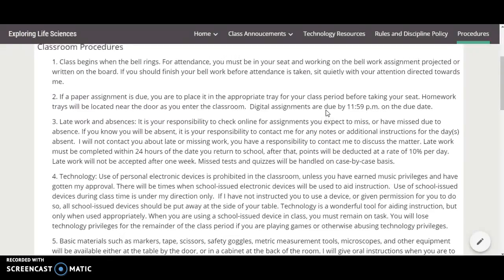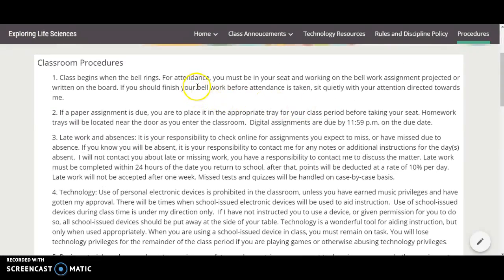Let's go back up here to procedure number 1. I'd like to discuss bell work. Bell work is a small introductory assignment to get you started for the day, get you thinking about the topic that we'll be discussing, and it doesn't contribute to your grade directly for points necessarily, but it does contribute to your participation grade in my class.